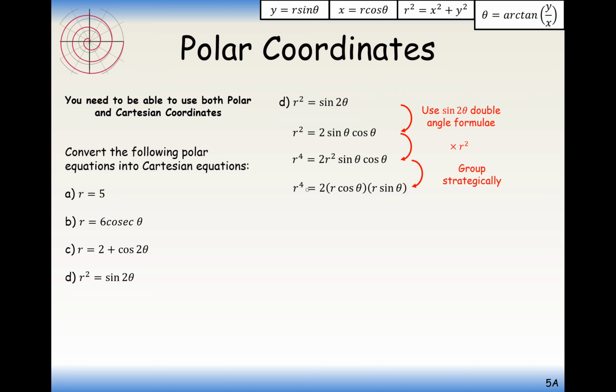Now I've got an r to the power of 4 on the left hand side here, so I could just square both sides of the r squared equals x squared plus y squared formula. So this is what it becomes then. It's x squared plus y squared all squared equals 2xy, and maybe that might need tidying up a little, so it's just 2xy there. So there we are. Those are the strategies that you need to use for converting from polar equations to Cartesian equations, and it's generally by multiplying by a certain amount of r's to make sure that any trigonometric functions have an r multiplied by them.